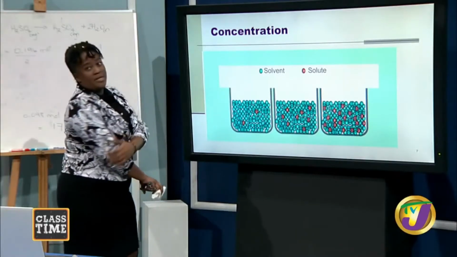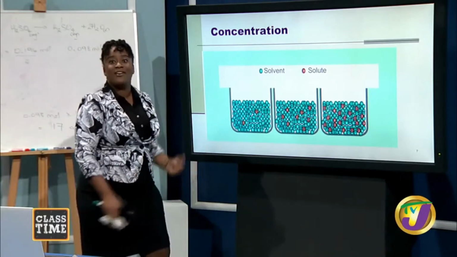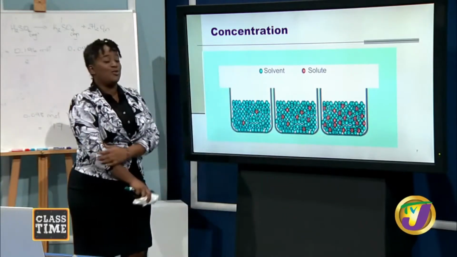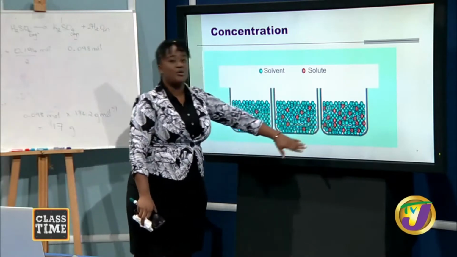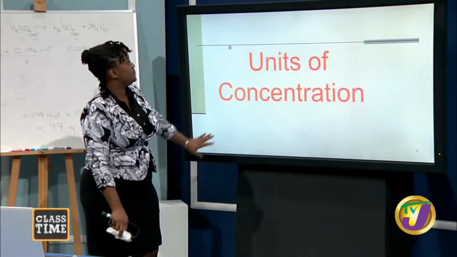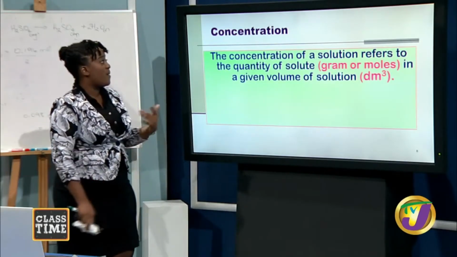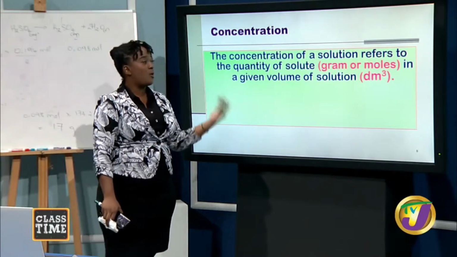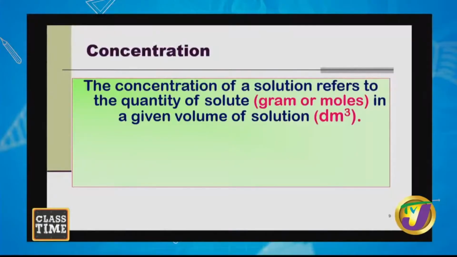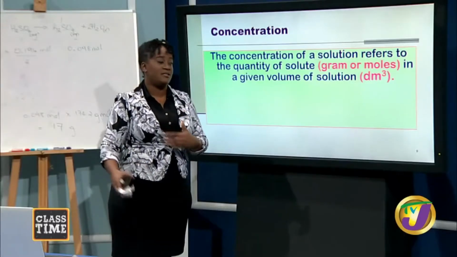Take a minute, not a minute, maybe a second. Yes, Siomar, you got it correct. This is a concentrated solution. Why? Because it has more solute dissolved in the solvent. All right, so let's look at our units that we use when we're doing concentration. Remember that concentration really refers to the amount of solute that is dissolved in the solvent. Our solute is normally measured in grams, or we can use moles. And our volume is in cm cube, but we use a bigger unit, which is dm cube. Dm cube is the same as liters.